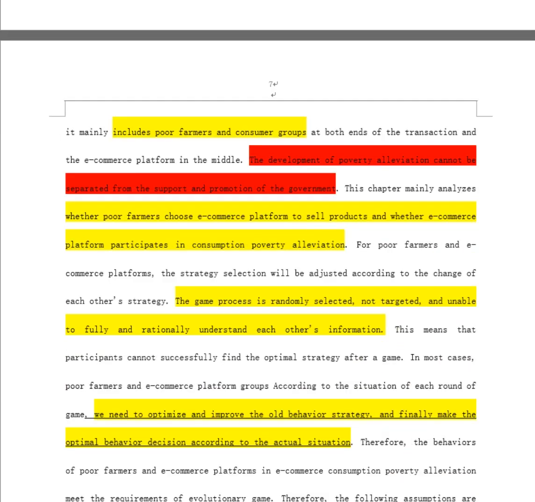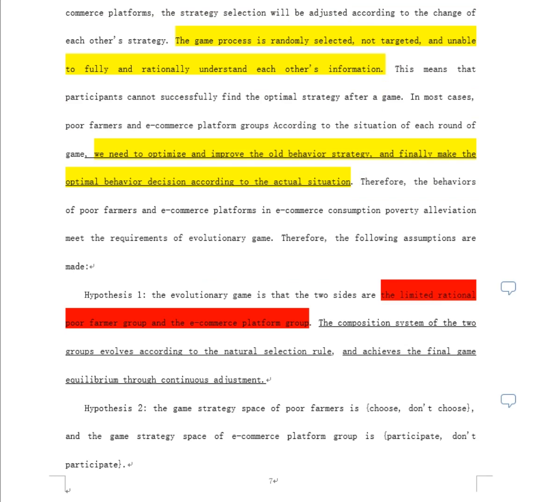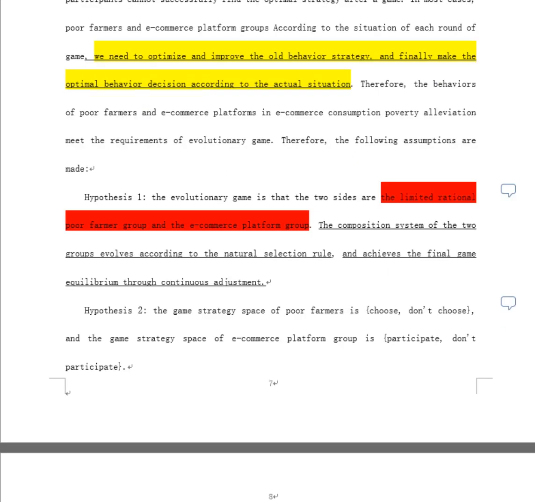Okay, there is something you are saying here, where there are hypothesis 1 and hypothesis 2. It says the evolutionary game is that the two sides are a limited rational poor farmers group and an e-commerce platform group. Okay, why should it be limited rational? I don't get it.